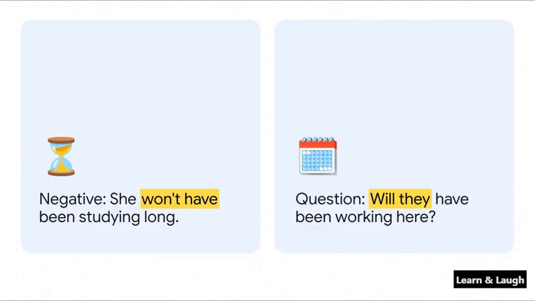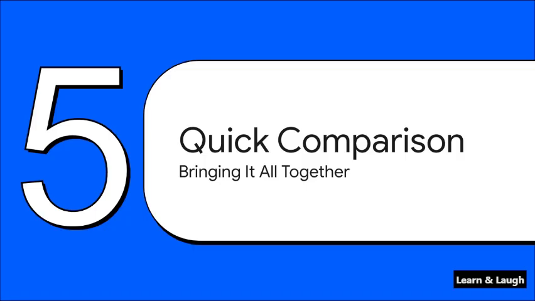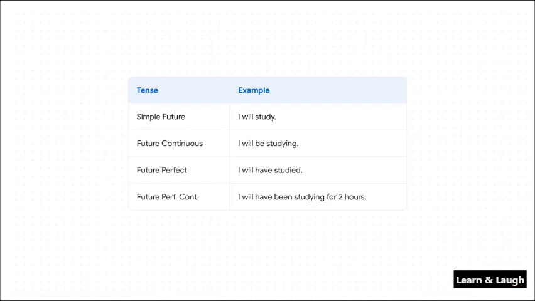Congratulations, you have successfully mastered all 4 foundational blocks of the future tenses. Section 5. Quick comparison, bringing it all together. I highly recommend pausing the explainer and taking a quick screenshot of this revision table right now. Look at how beautifully our root idea transforms across the 4 tenses.